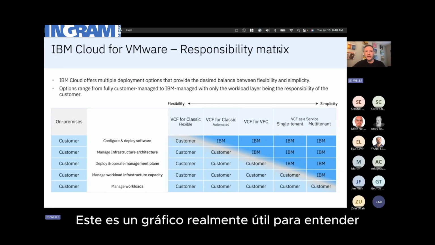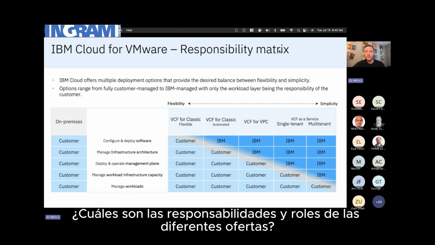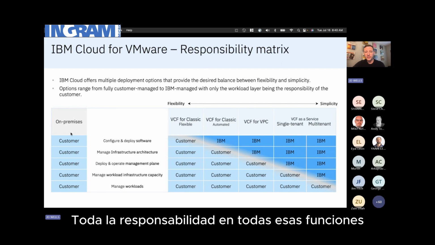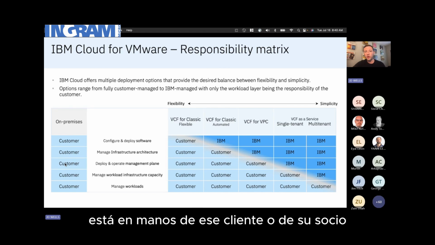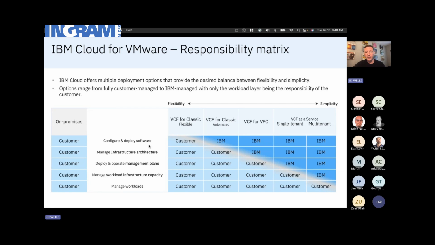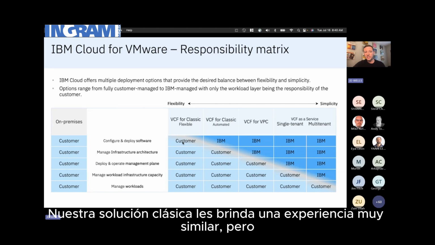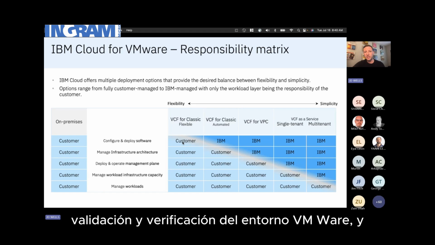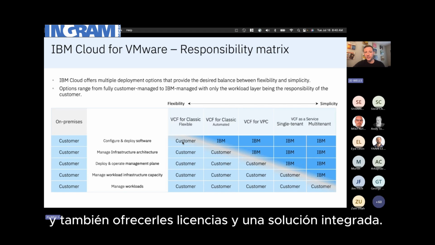This is a really helpful chart to understand what are the responsibilities and roles for the different offerings that we offer within IBM Cloud. For customers that are on premise today, all of the responsibility across all of those functions really is at the hands of that customer or their partner that's helping them to manage the environment. As they're looking at options of moving onto IBM Cloud, our classic solution gives them a very similar experience, but we're now handling the basic deployment of the infrastructure, the validation and the verification of the VMware environment, and then also offering them licensing in an integrated solution.